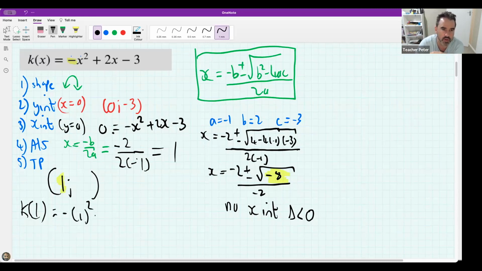Minus 1 squared plus 2 times 1 minus 3. Minus 1 plus 2 is 1. Minus 3 is minus 2. Yeah. So the turning point is 1, minus 2.